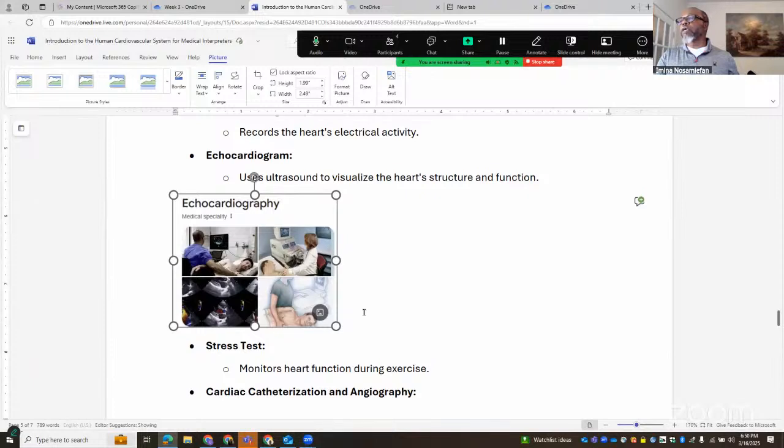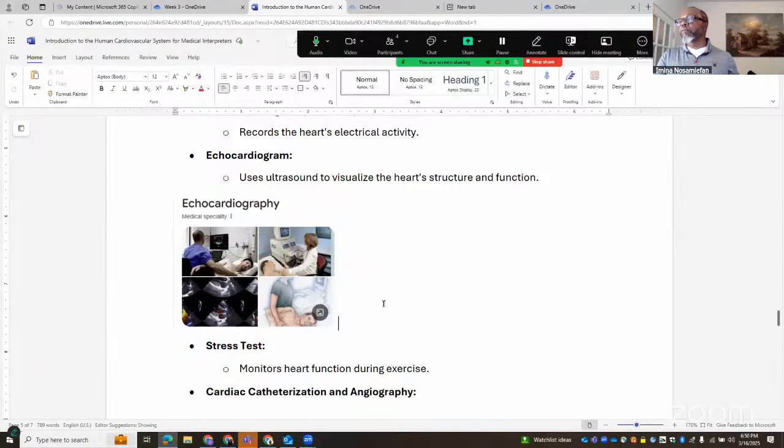So this is an echo. They use ultrasound to visualize the heart structure and function, as an echo is being done. Echocardiogram.